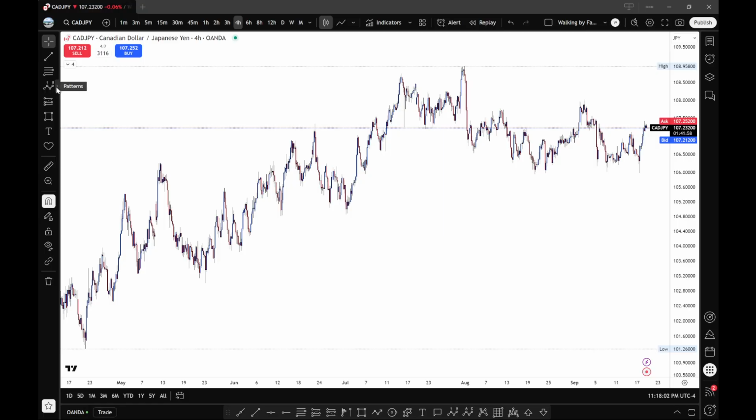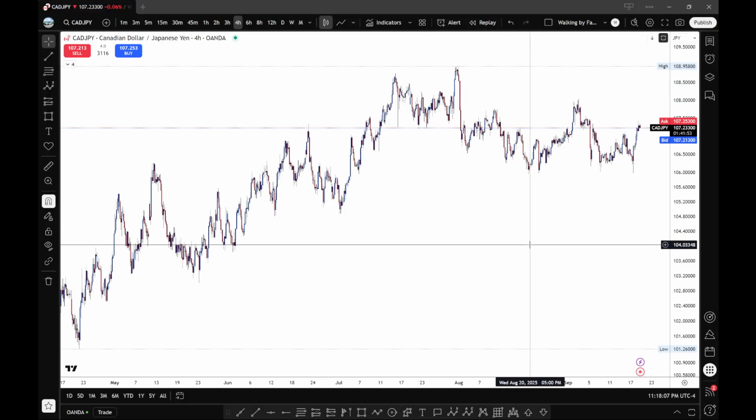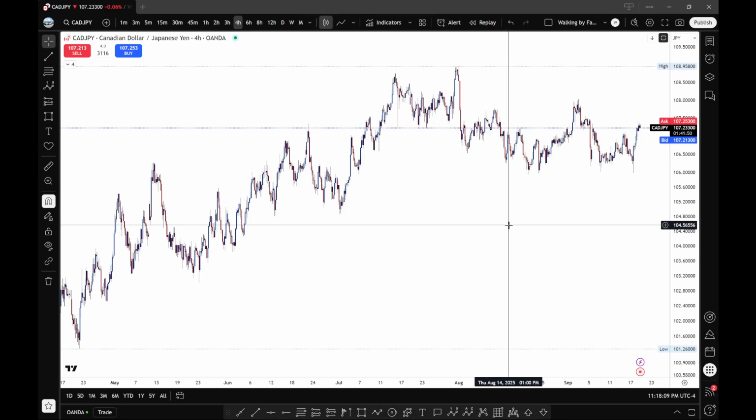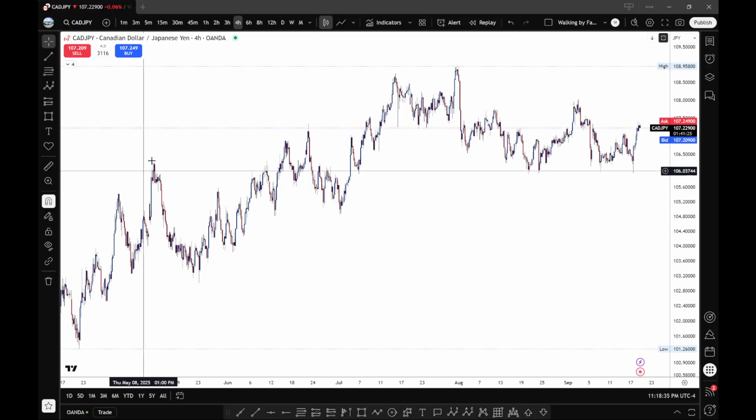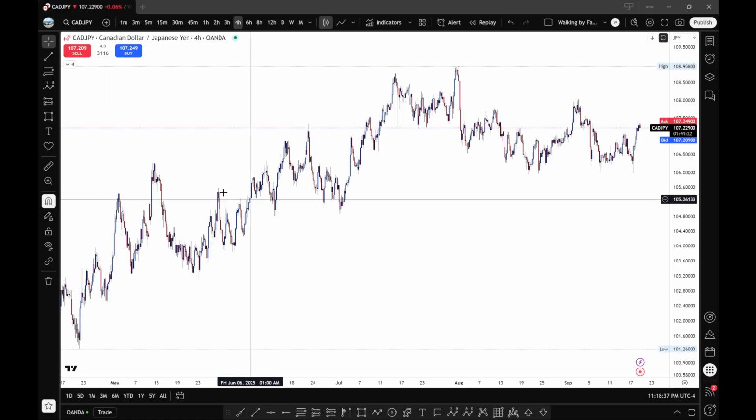let me give you some pointers, some definitions, right? A swing high is a point in price action where the market reached a temporary peak. Remember that, a temporary peak before reversing downward, right? It is characterized by a high surrounded by lower highs on either side, right? So a high and then a lower high here and a lower high here.